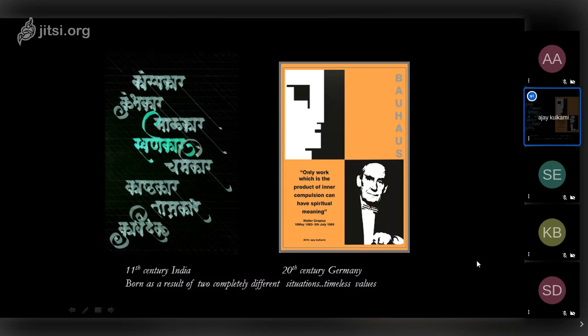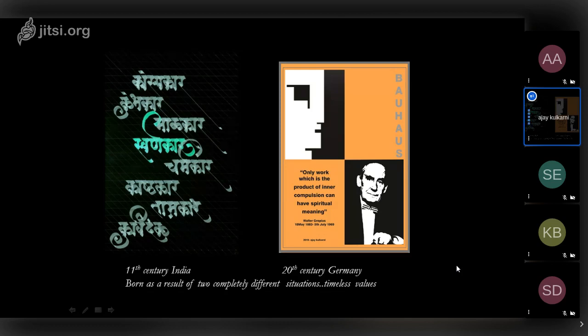Bauhaus on one side, 20th century, and 11th century in India, same principles were told. Now please tell me, this comparison, similar to Michelangelo and Kailash caves, Ellora caves, isn't it similar? Again, I'm pointing out to you, please remember, eternal to eternity, this voyage, irrespective of catastrophes, no catastrophes are going to hinder this journey.